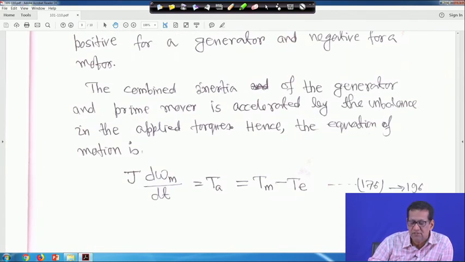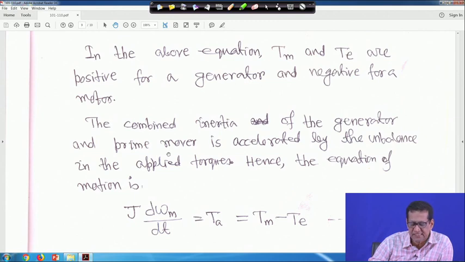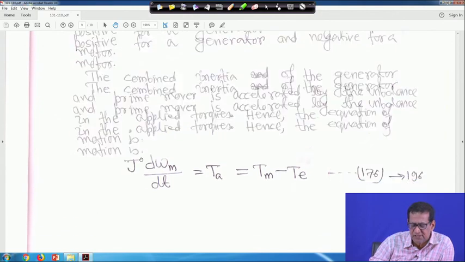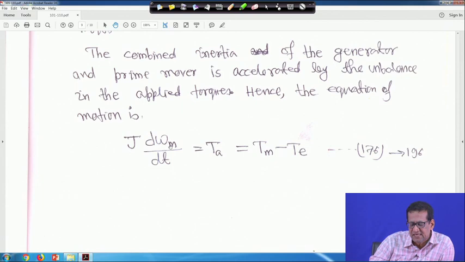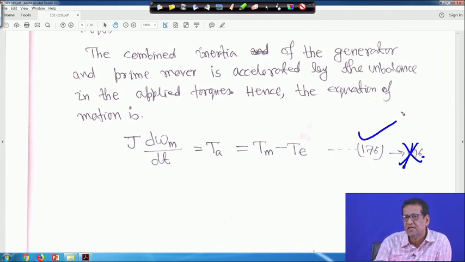So, now the combined inertia of the generator and prime mover, which in a power plant is a turbine, is accelerated by the unbalance in the applied torques. Hence, the equation of motion is given by J d omega m by dt is equal to accelerating torque T a, which is equal to T m minus T e. This is equation 176.